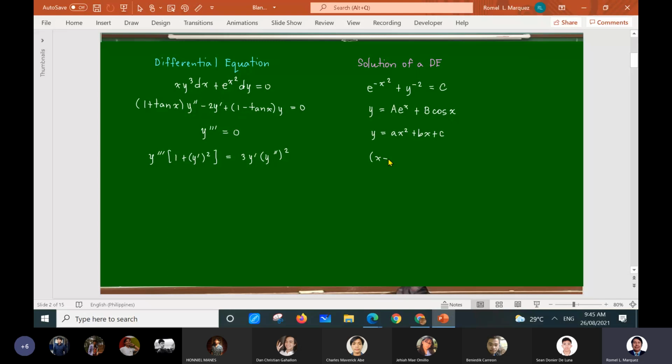x minus h quantity squared plus y minus k quantity squared is equal to r squared. So this is an equation of what? Of a circle. But of course, the one that will satisfy here is just part of this, no? Because what we want is a function, either the upper part on the open interval negative r to r, where r is positive. It is also possible that a solution to this is the lower part of the circle on the open interval negative 2 to 2. So this is the solution of this last differential equation.